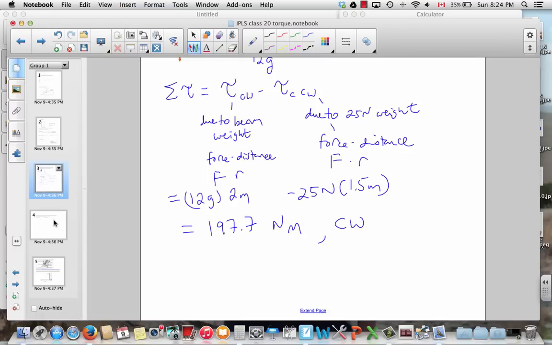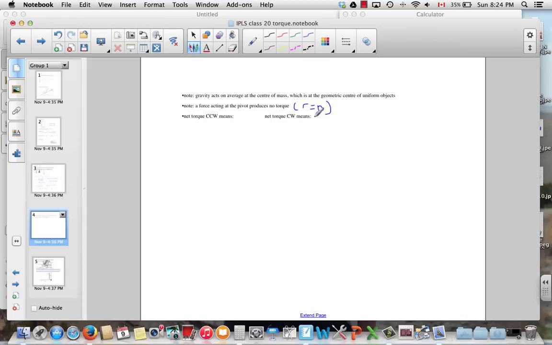Now the fact that the net torque is clockwise means that the object rotates clockwise. In fact, there's a clockwise rotational acceleration. If, on the other hand, the net torque was counterclockwise, that would lead to counterclockwise rotational acceleration.